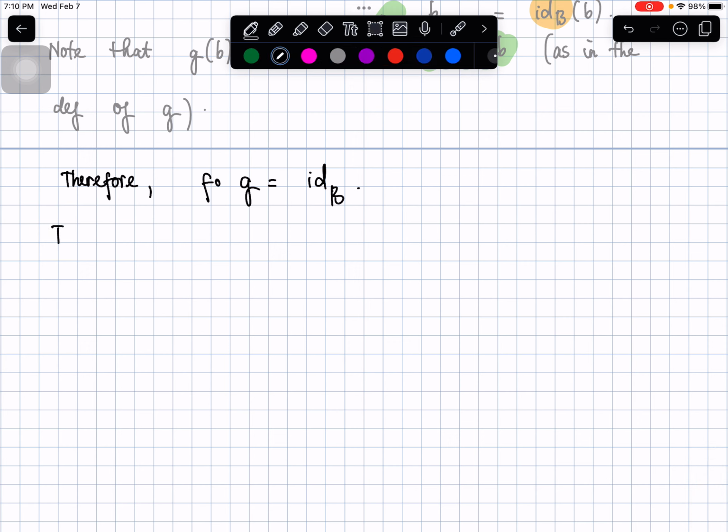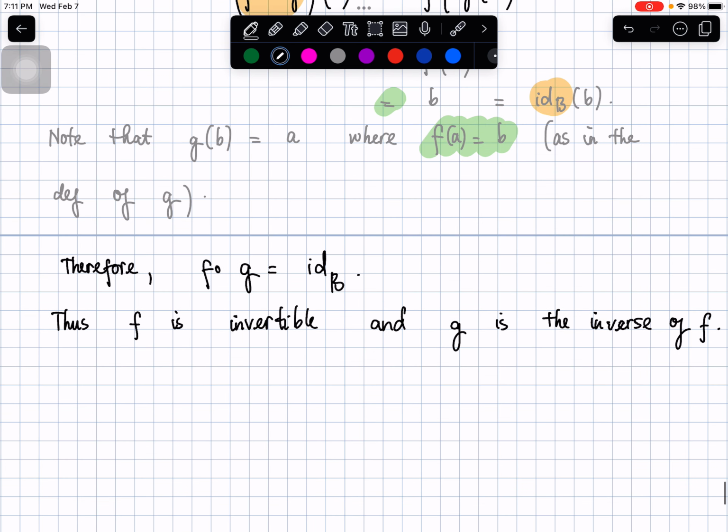So f is invertible and g defined above is the inverse of f. And so we proved that if f is injective and surjective, then f is invertible. So we finish the second direction. Therefore, we are done with the proof of the theorem.